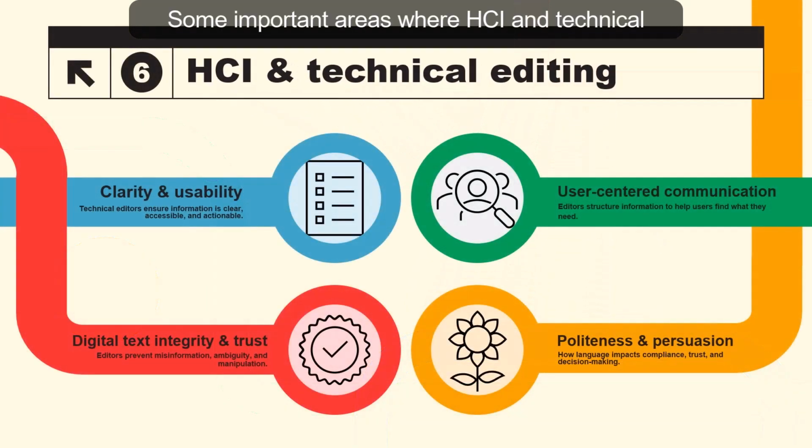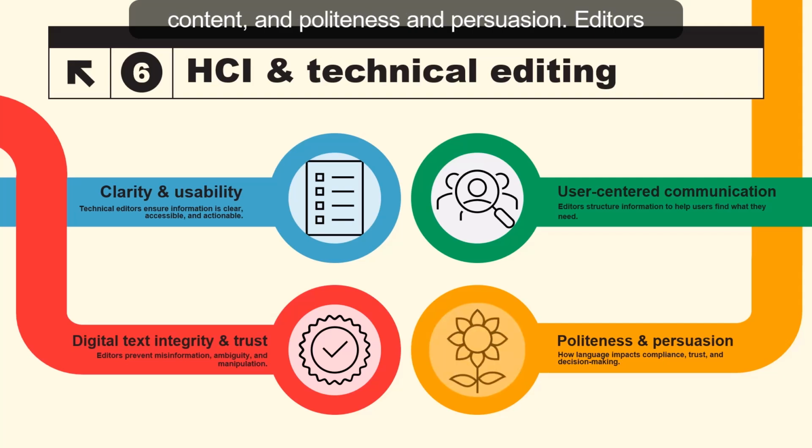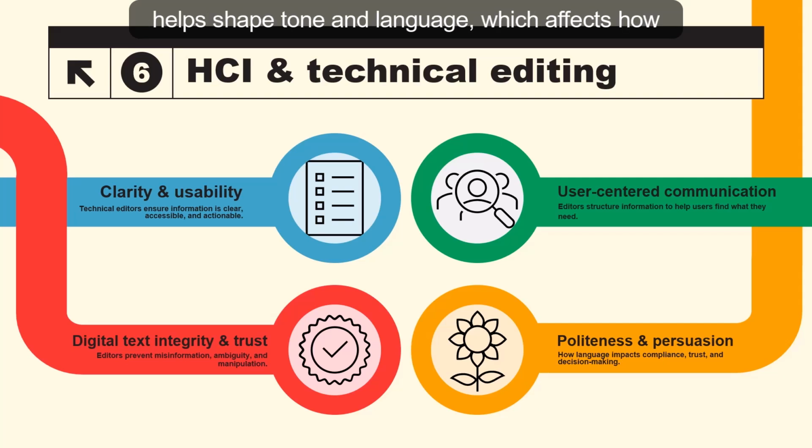Some important areas where HCI and technical editing intersect are clarity and usability. Editing ensures technical documents are easy to read and act on. User-centered communication. Editors structure information to help users find what they need. Digital text integrity and trust. Editors prevent misinformation and ambiguous content. And politeness and persuasion. Editors help shape tone and language, which affects how users respond to content.